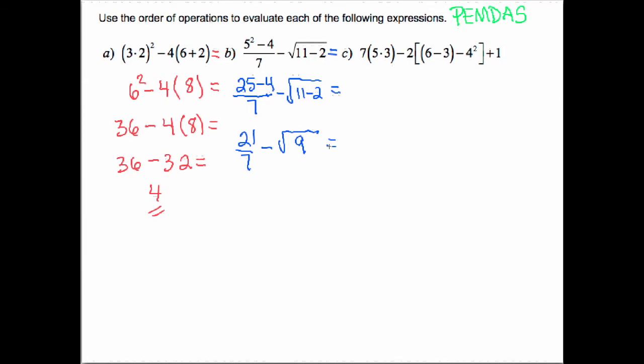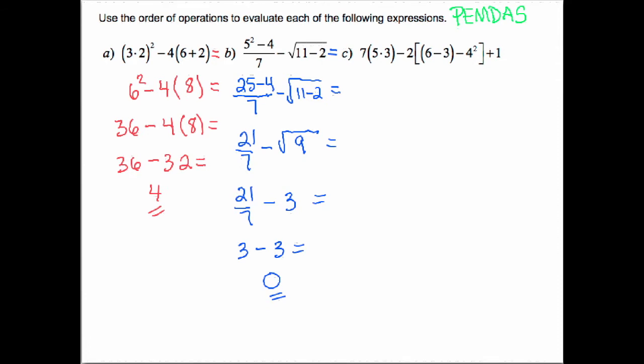Next, I'll go ahead and apply the exponent. So I have 21 over 7 minus 9 to the 1/2, or the square root of 9, which is 3. Then I'll divide before I subtract. 21 divided by 7 is 3. This gives me 3 minus 3, which is 0. In the last calculation, which seems a little bit lengthy, doesn't it?